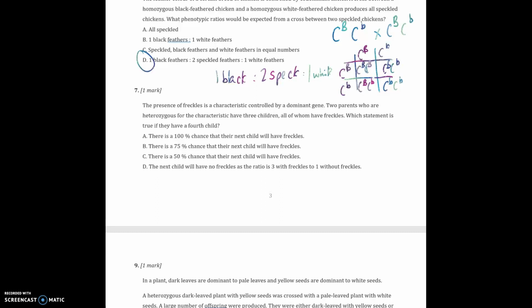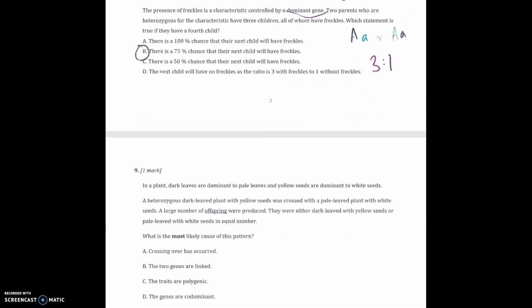So here we're saying freckles is controlled by a dominant gene. So two parents who are heterozygous have 3 children. So it's exactly the same principle as a normal cross. So little a, little a crossed with big A, little a. So you would expect a 3-to-1 ratio of the dominant phenotype, okay? And so the answer is B. There is a 75% chance that their next child will have freckles.